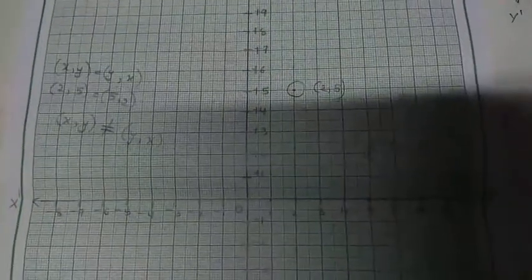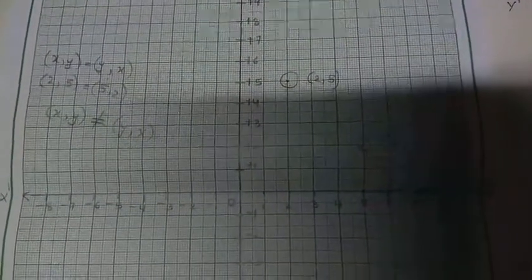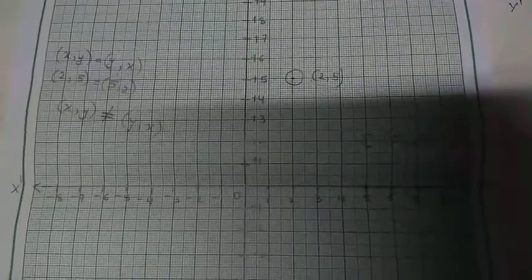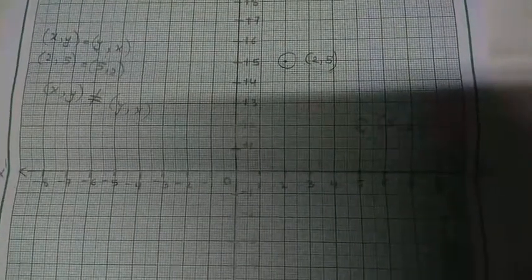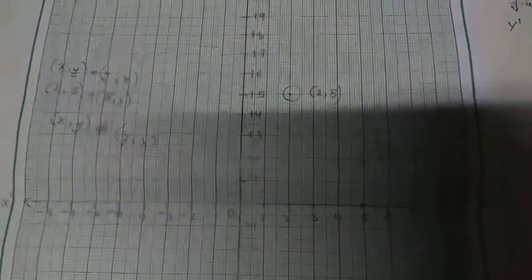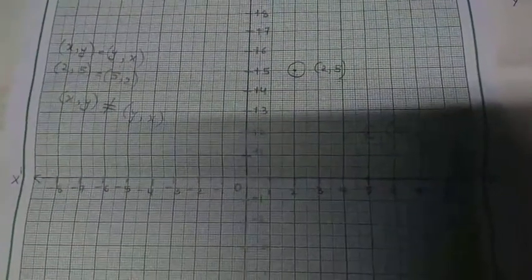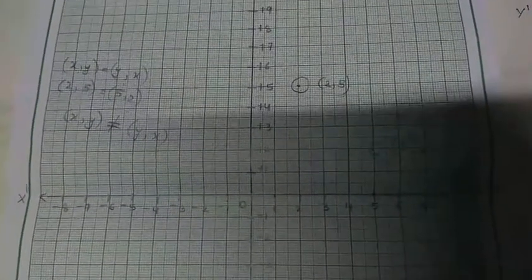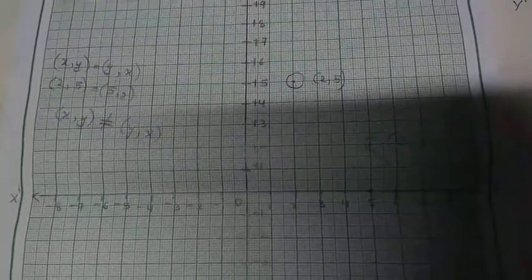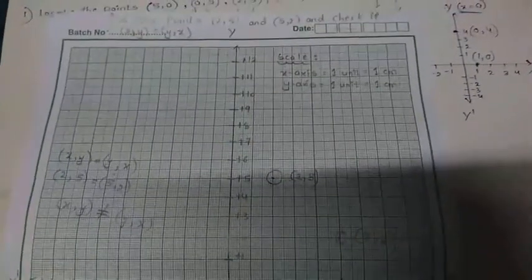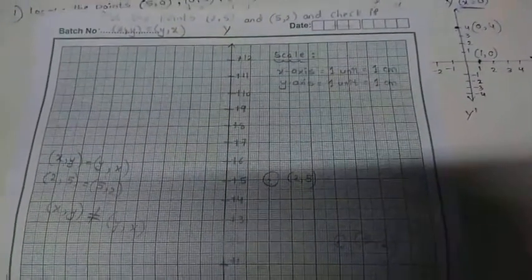If they have mentioned the word check, you have to just verify whether the given points, that is x, y is equal to y, x. It might be true or it might not be true, because they have mentioned the word check. And if they had mentioned the word verify, so verify whether x comma y is equal to y comma x, then certainly x comma y would have been equal to y comma x. So you have to pay attention to these minor points.